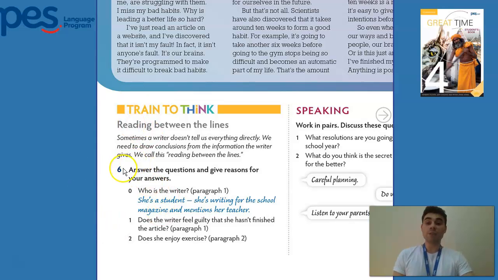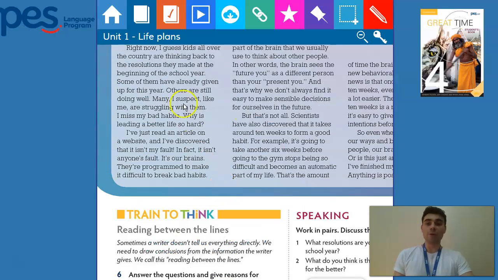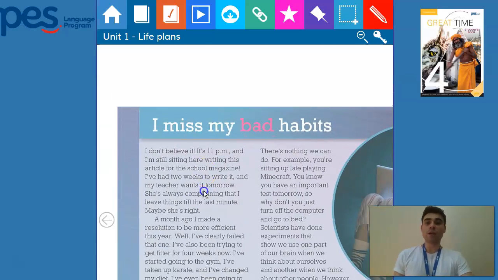So we have here in exercise 6, answer the questions and give reasons for your answers. So we have these 3 questions over here. The first one is an example and the other ones we need to practice. So let's see number 0. Who is the writer? This information is in paragraph 1. Let's check paragraph 1 before we check the answer.